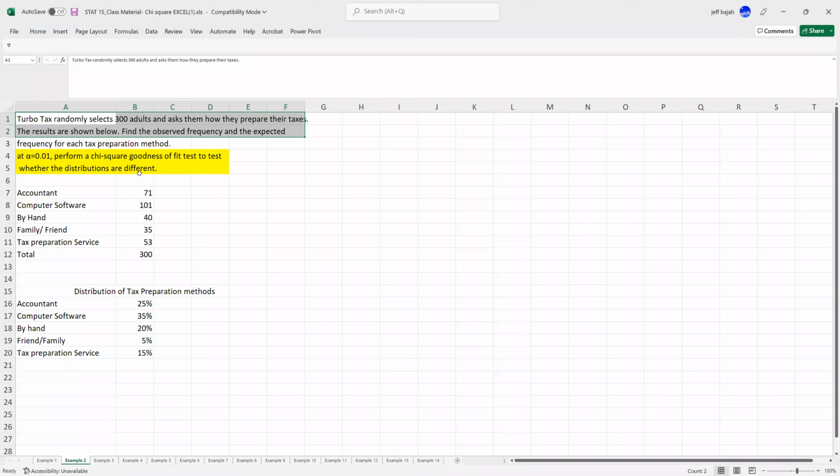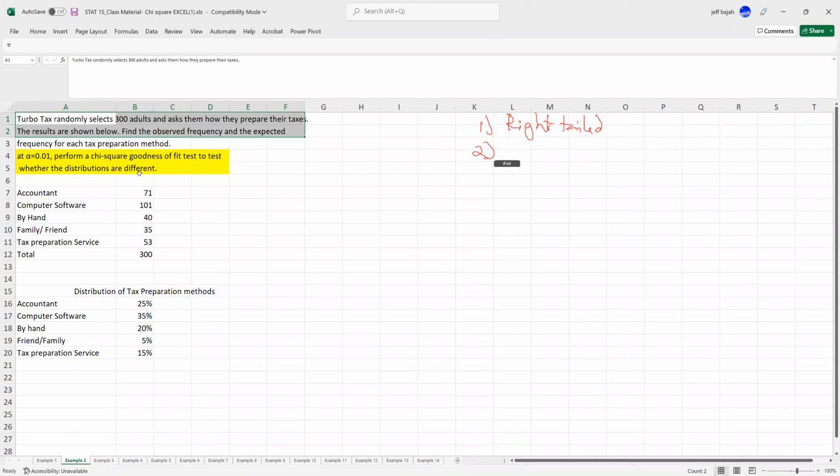Now, a couple of things. One, the chi-square is a right-tailed test. So it's always going to be right-tailed. That's one thing that we all need to know. Secondly, let's make that first: chi-square is always right-tailed.